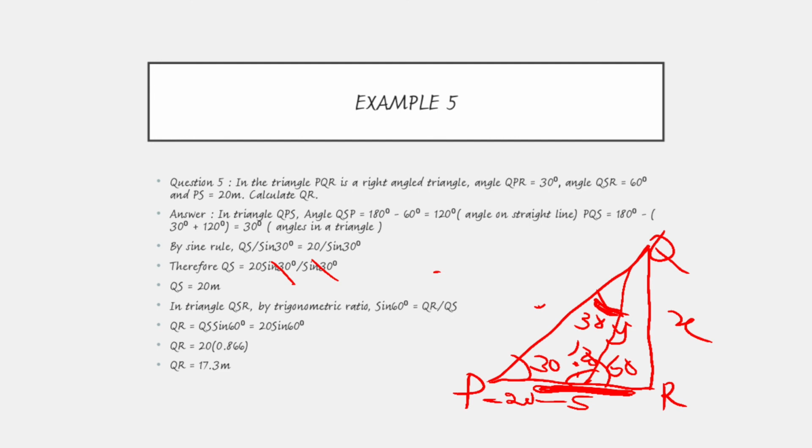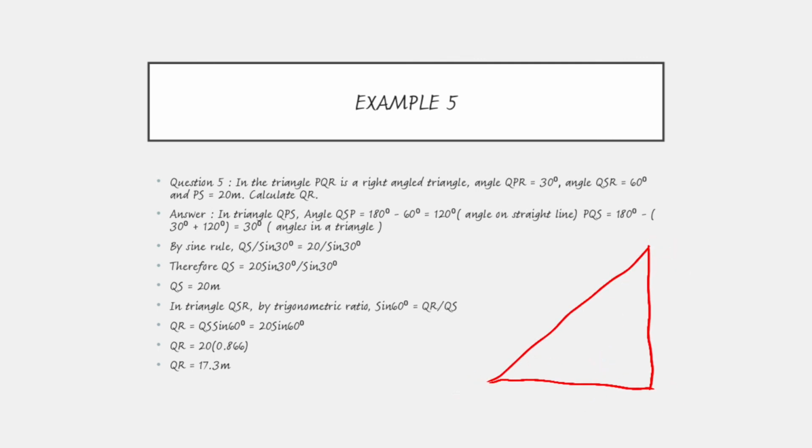If QS is 20, you can use the SOHCAHTOA rule to find this height here. This place is 60 degree, and it is opposite to this x we are looking for. We can have sine equals opposite over hypotenuse. Sine 60 equals x over 20, and you have x to be 17.3, if you use that relation.